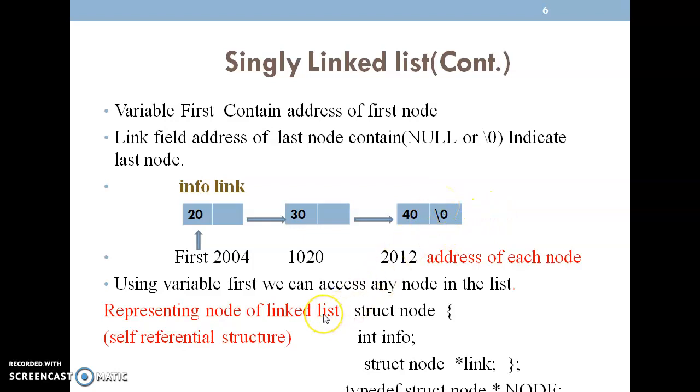Then, how do we represent this node of a linked list? It contains two fields.